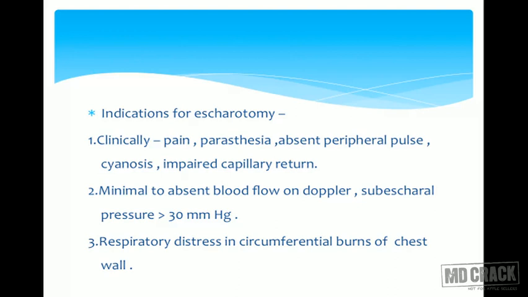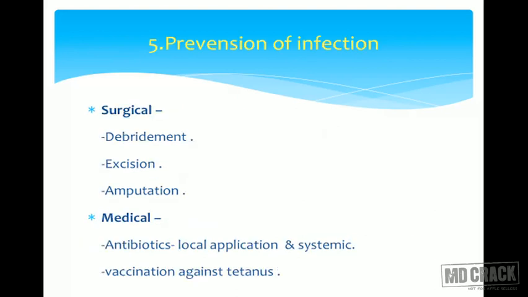In case of chest burns, respiratory distress in circumferential burns of the chest will form indication of escharotomy. For prevention of infection, surgically you can debride dead tissue, you can excise tangentially, and even you can do amputation, especially in cases of electrical burns. Medically, to prevent infection, you can give antibiotics, local or systemic. Vaccination against tetanus should be carried out.